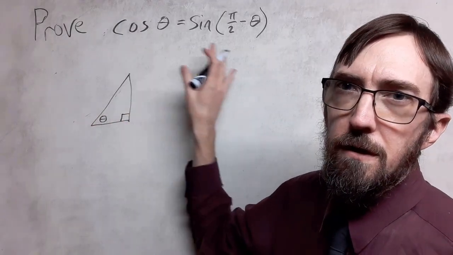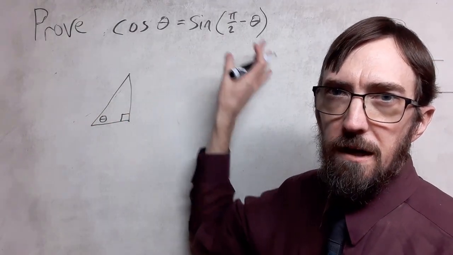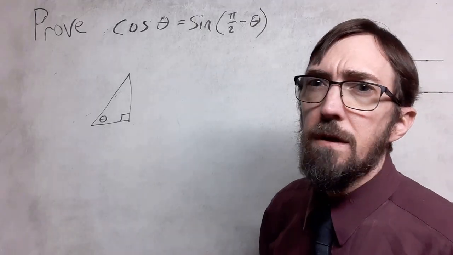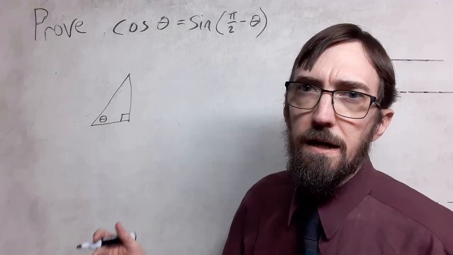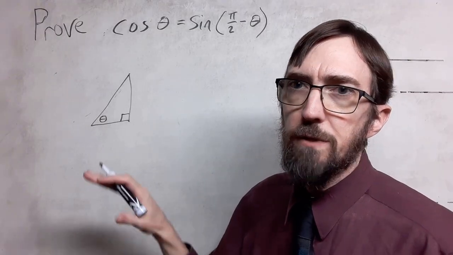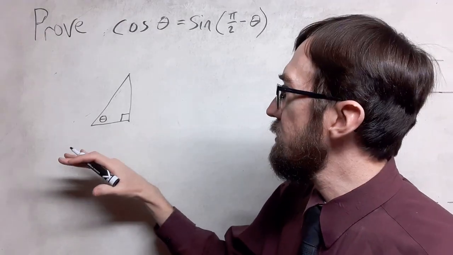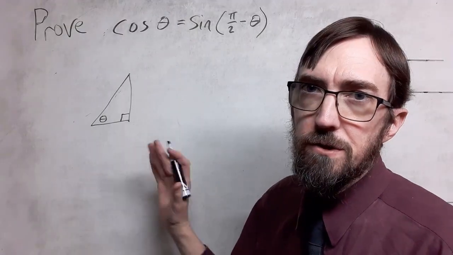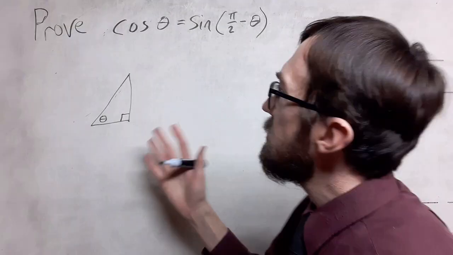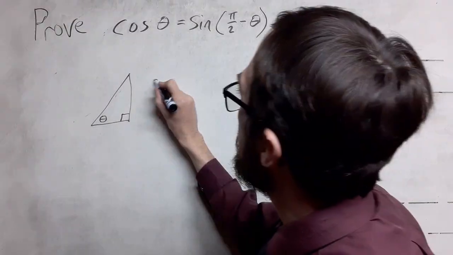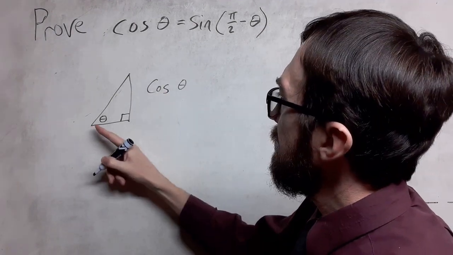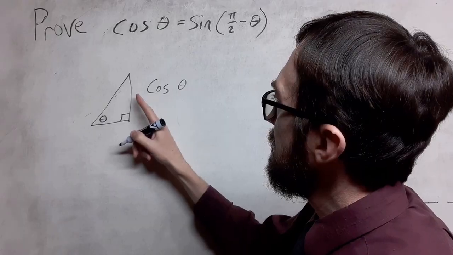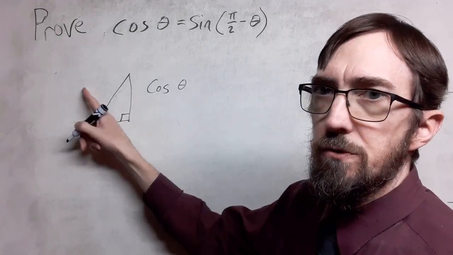I want to start out by doing a bit of a proof for the relationship between the cosine of theta to the sine of pi halves minus theta. The two functions cosine and sine are defined as a relationship between the angles of a right triangle and side ratios of the same right triangle. So I want to start out by talking about that. If we want to look at the cosine of theta, it relates the adjacent side to the hypotenuse.